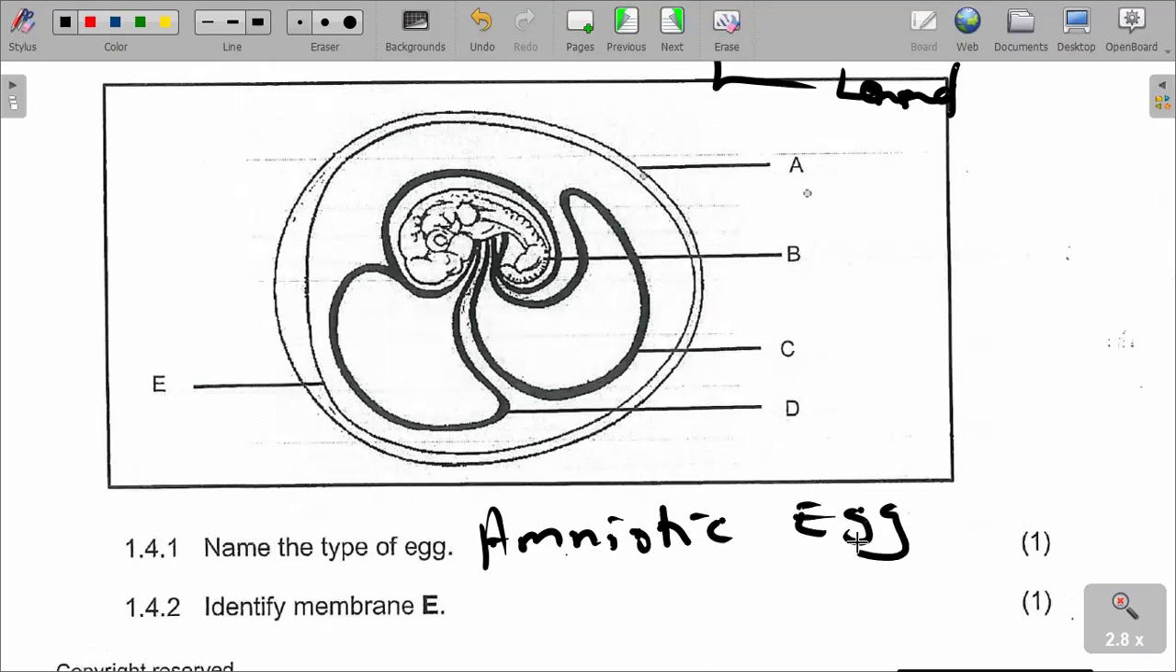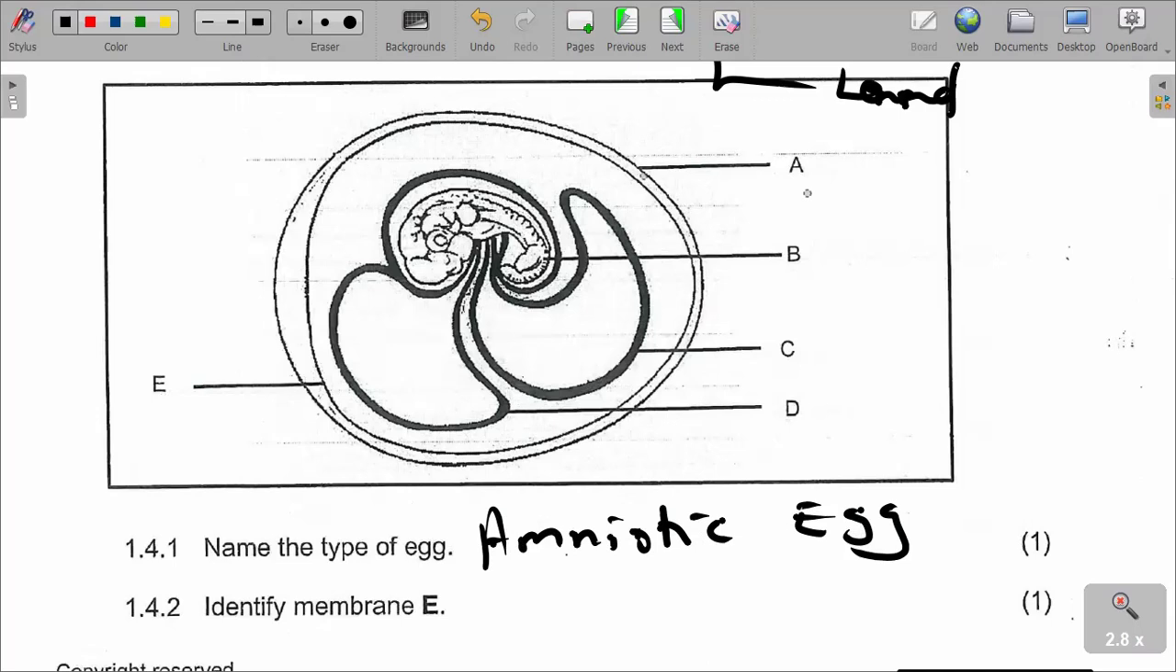Amniotic egg is called an amniotic egg. So I'm saying that it is a characteristic of an egg that comes from terrestrial vertebrates, such as reptiles. We can talk about birds, and we can talk about other mammals, and it contains extra embryonic membranes that protect and nourish the what?